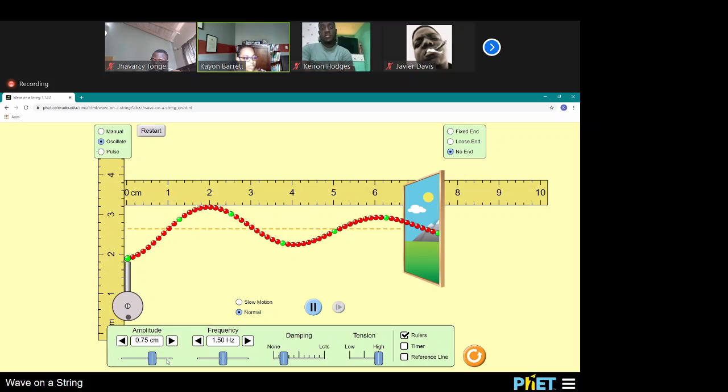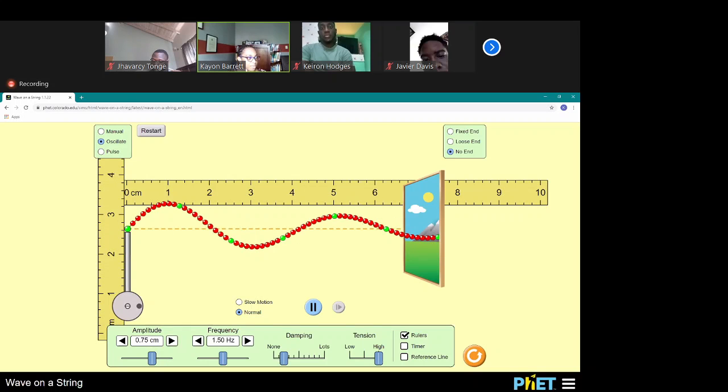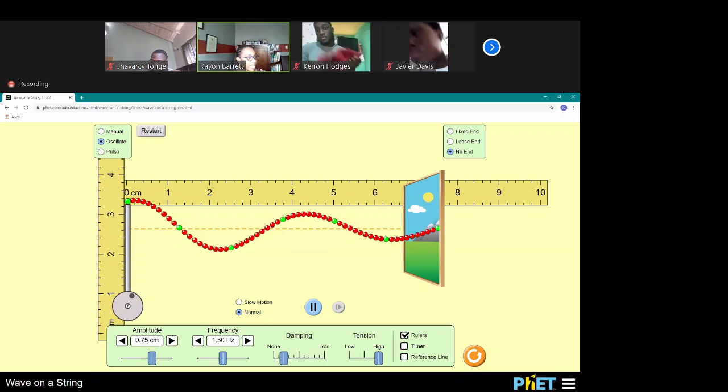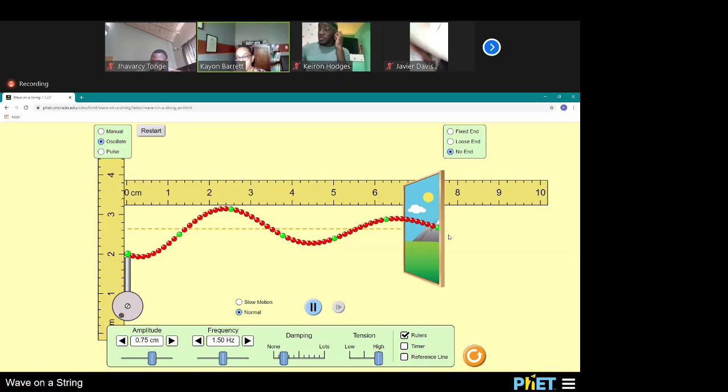However, that positive relationship is not proportional. Therefore, the tension does not have an equivalent increase in velocity because it's not proportional. Instead, if you use the square root of tension, then you have a proportional increase in velocity. So that means that velocity is directly proportional to the square root of the tension in the string.